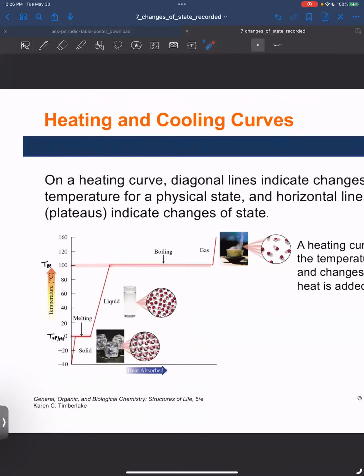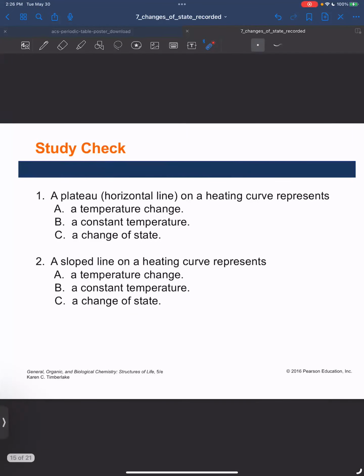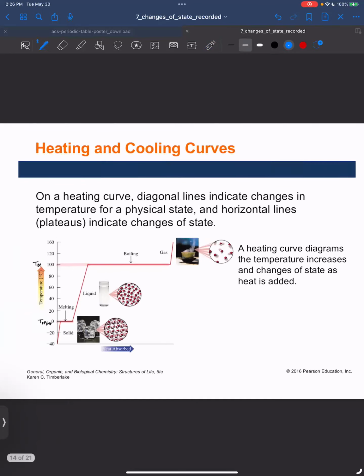So go ahead, pause the video, answer the following questions on the study check, and then come back and check your work with me. All right, a plateau, a horizontal line on a heating curve, represents what? There's two answers for this, so trick question there. But it is a change of state, so that's probably what most of you chose, but also it's a constant temperature.